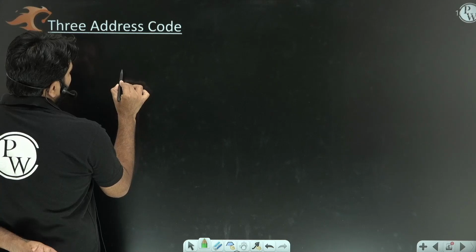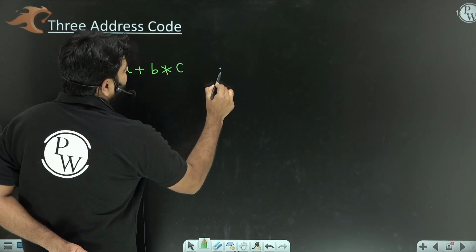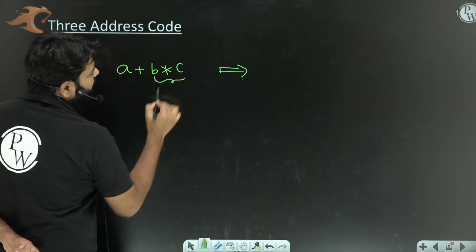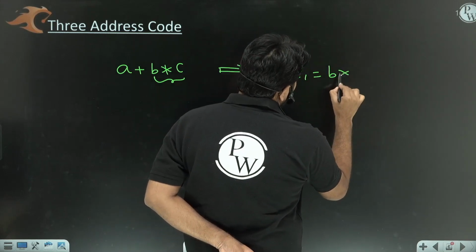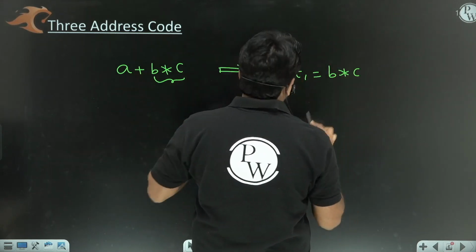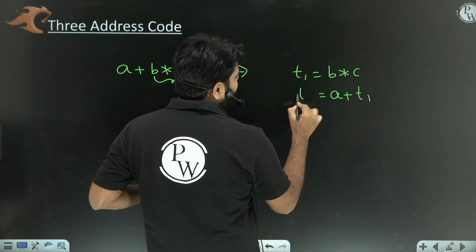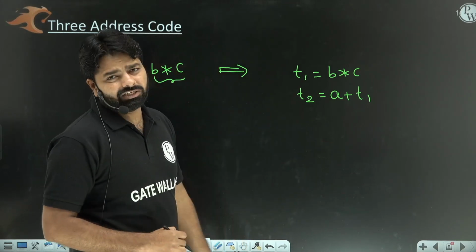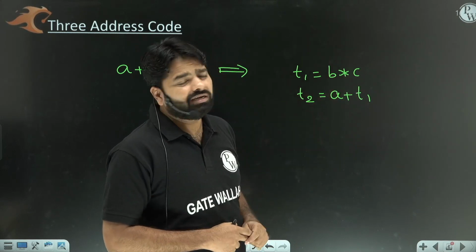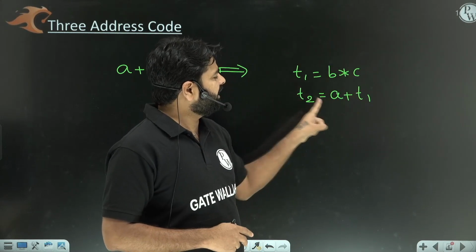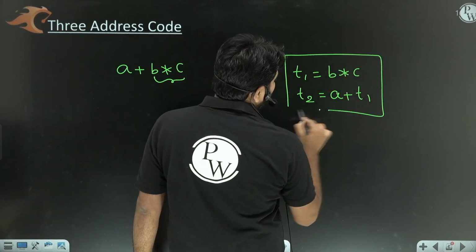What is the example? Suppose I have A plus B star C. Then how do you write it? The B star C, we will put in some variable, let's say T1, and we will add with A. A plus T1 will be stored in, let's say, T2. So this is called 3-address code. If you look at the maximum variables that you are dealing with, it is 3 here: B, C, T1; then A, T1, T2. Okay, maximum. This is called 3-address code.